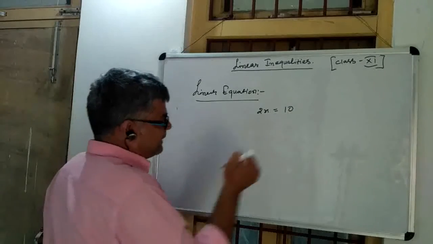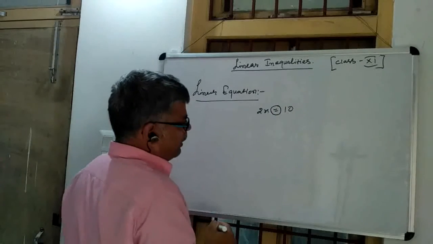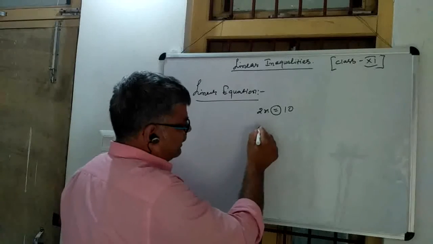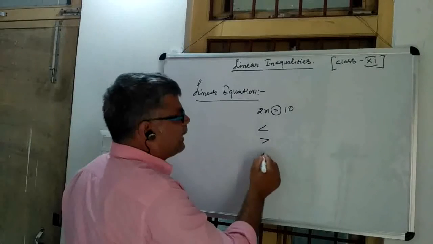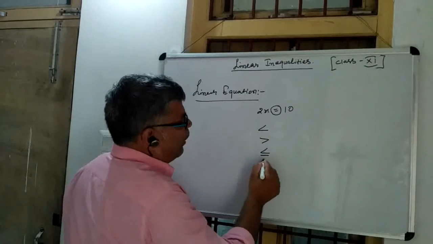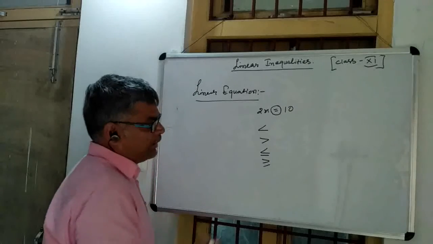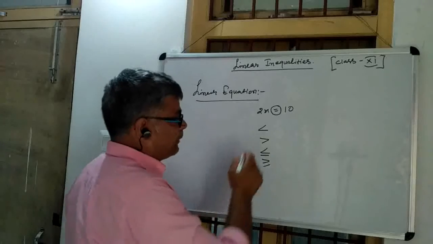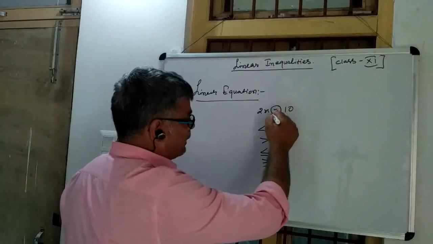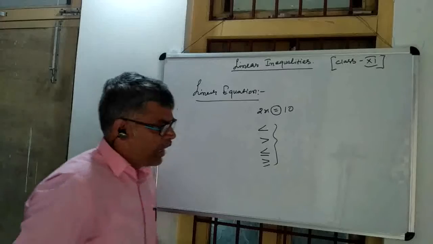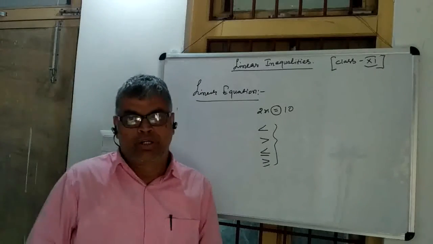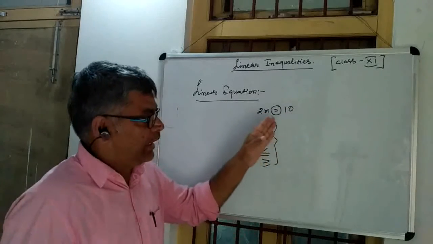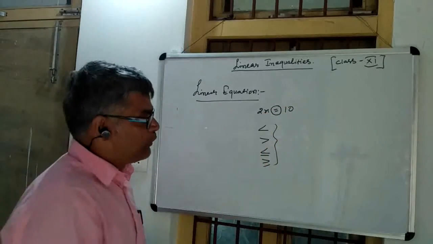Now when you replace this sign of equality by an inequality, like either less than, greater than, less than or equal to, or greater than or equal to, then this linear equation will become a linear inequality. When you replace this equal sign by any one of these four symbols, it is called a linear inequality.